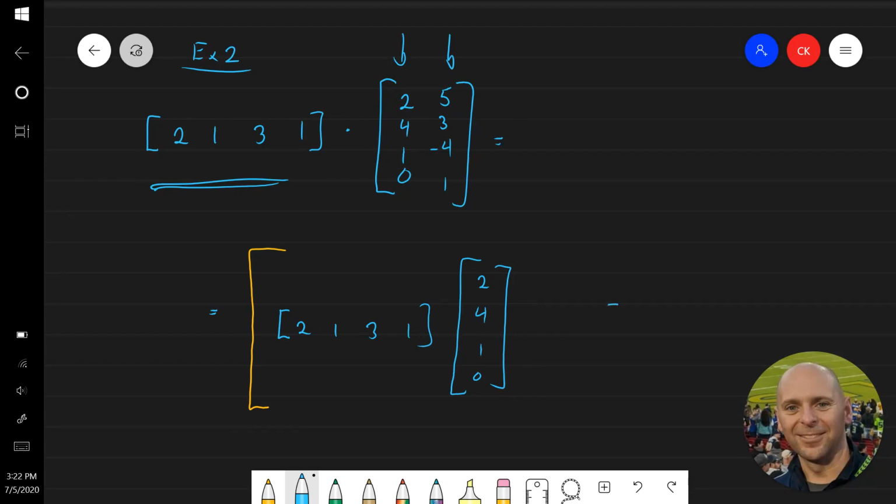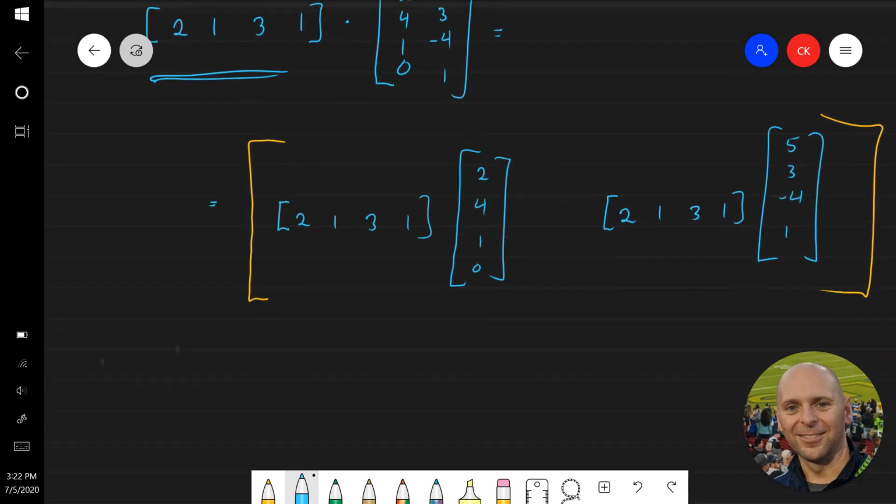And then the second element in this matrix is going to be our row times the second column. So I'll have another element over here that's going to be created when I take 2, 1, 3, 1 and multiply it times column 2 here in the second matrix. So 5, 3, negative 4, and 1. This is a funny way to write this out, but I think it deliberately shows what we're doing when we're multiplying rows times columns. So I like to do it this way.